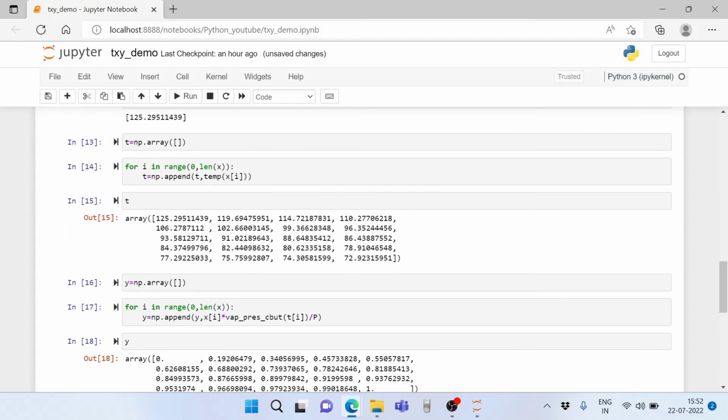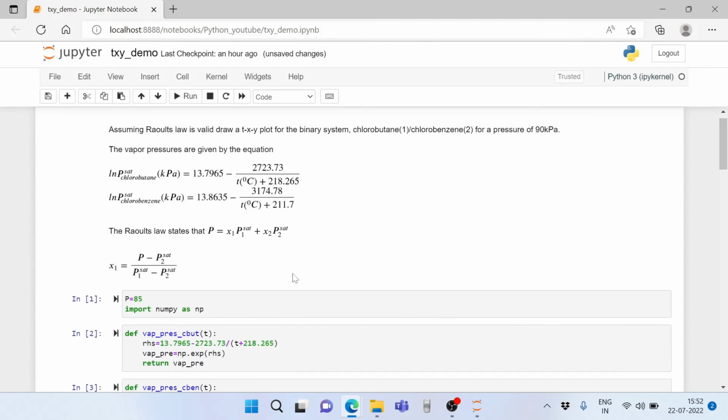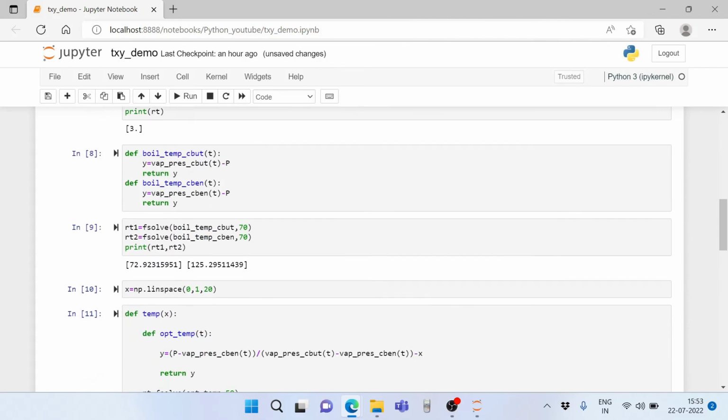Now for 85 kilopascals, let us have a look at what the boiling temperatures would be. Obviously, when the pressure has been reduced, the boiling temperatures have also reduced. Now for chlorobutane, it is 72.93 as compared to 74 when it was 90 kilopascals. And for chlorobenzene, it is 125.29 as compared to 127 odd for 90 kilopascals. Now, this entire program can be run for any pressures that you want.